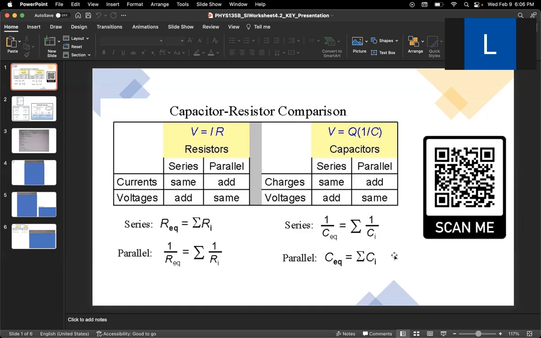Something to keep in mind is that the current is the same in series, and the voltage is the same in parallel, and this extends to both of these. Parallel, voltage, same, and same thing here, series, in respect to charges, same and same. The equations are different, but the current is the same in series, and voltage is the same in parallel. Just keep that in mind. It's a helpful table.